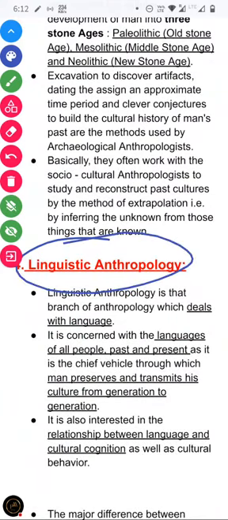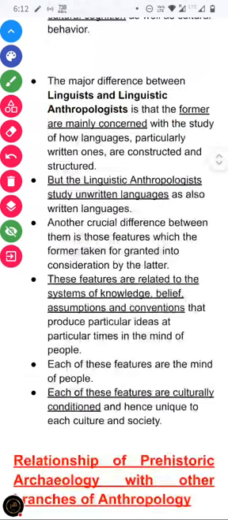And the fourth and last main branch of anthropology is linguistic anthropology. So you can remember this.